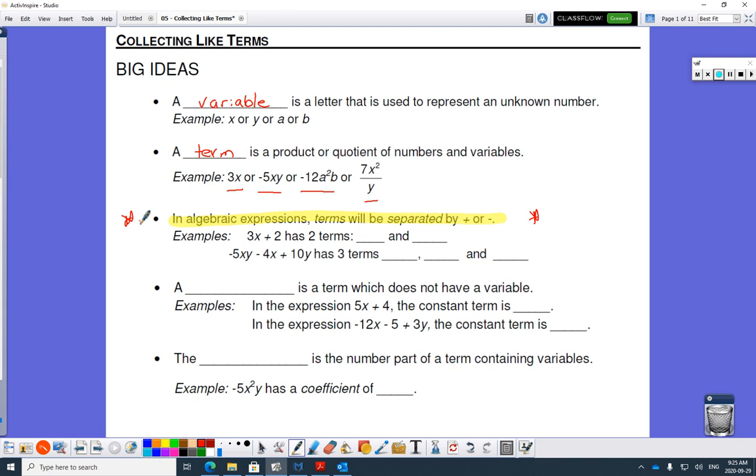So, in an algebraic expression, terms will be separated by plus or minus. That's how you count terms. That's how you know when you're moving on to a new term. 3x plus 2 has two terms because there's a plus between them. As soon as there's a plus or a minus between them, you know, oh, that's a new term. So 3x and 2.